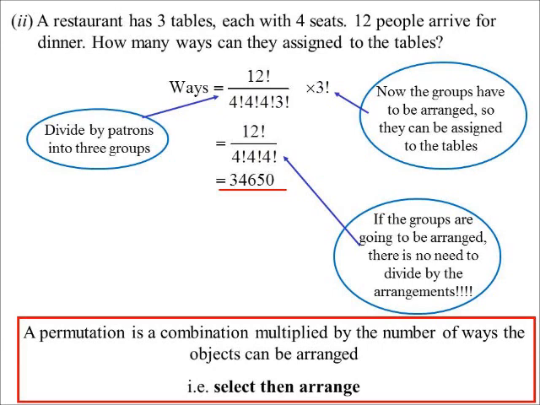So a permutation is simply a combination multiplied by the number of ways the objects can be arranged. So that's what I was saying before, is some people like to think about it, I'm going to choose or select, then arrange. I'll work out the number of objects, then arrange them.